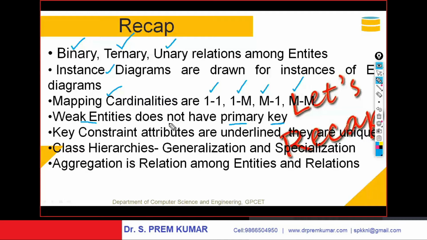We had a discussion on key constraints. Key constraints are nothing but the keys being represented with an underline. In the attributes, we draw an underline for the key attribute. So we put an underline for the attribute, and that is called a key constraint.